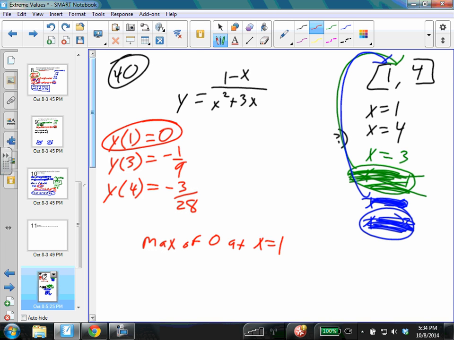So in this case right here, -1/9 is the smaller of the two numbers at x equals 3. Okay, so -1/9 will be the smaller of those two numbers. Okay, so there's number 40.